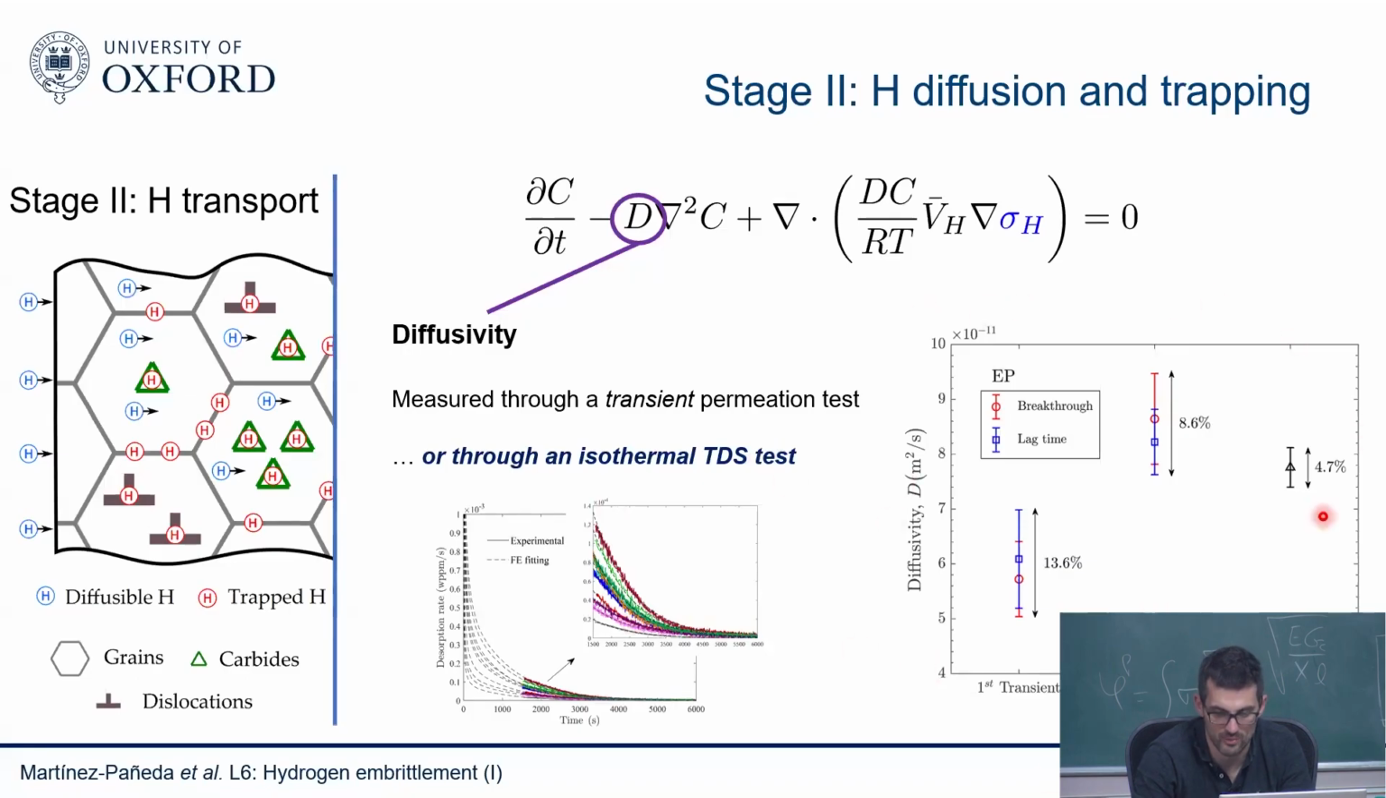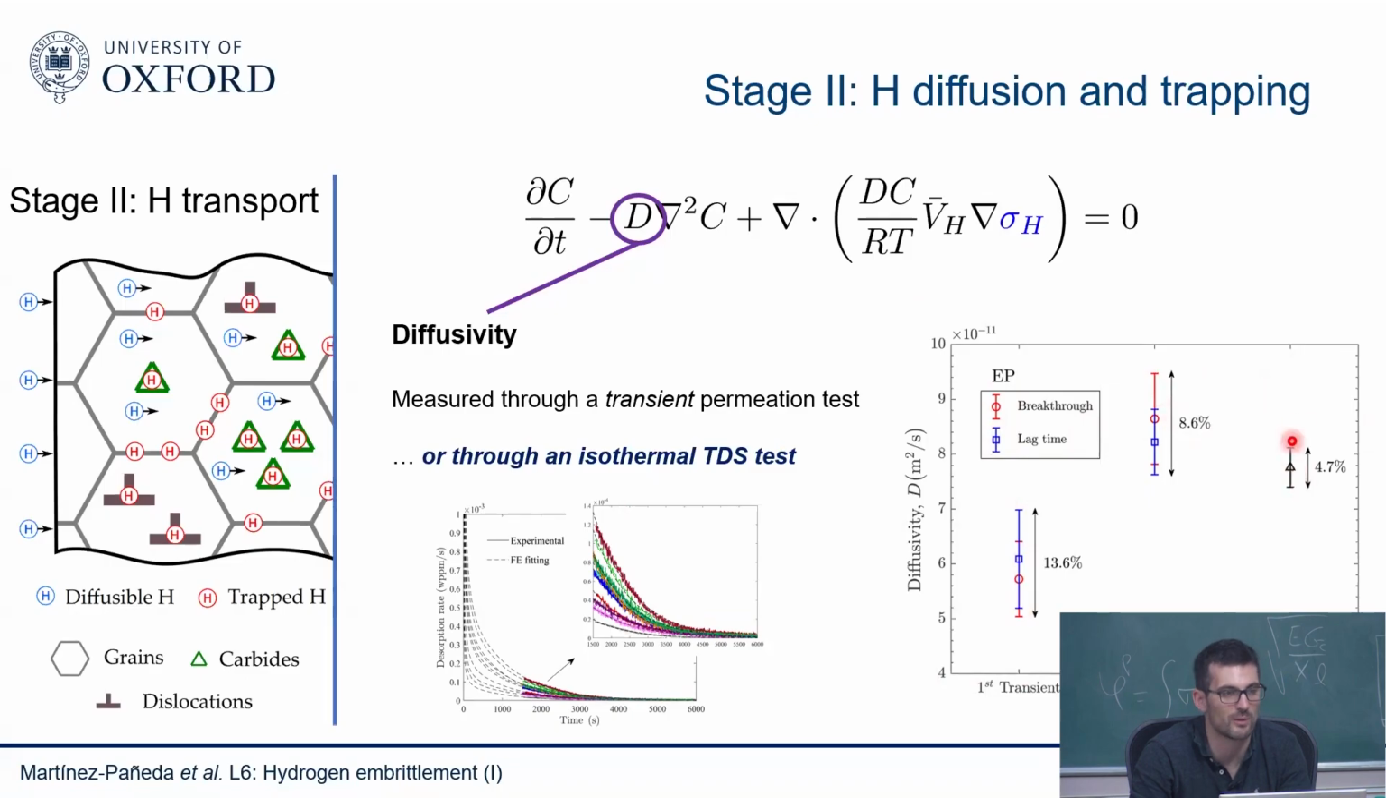We did many measurements, and you can see here the scatter in the permeation measurements. We measured with both breakthrough and lag time. This is the first transient of permeation. People argue that the second transient is a bit more precise. Again, we're moving all within one order of magnitude, but you can see that the variation is quite significant: 13.6% in the first measurement, 8.6% in the second measurement.